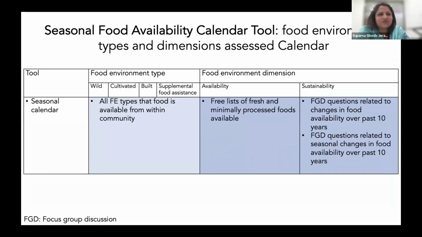It's a kind of repetition where we can see that all food environment types can be assessed using this particular tool. But first, we have to start with a free listing of the fresh and minimally processed food that are available in the community and have a seasonality component. The sustainability part, on the other hand, relates to the changes in the food availability over the past 10 years. So our focus group discussion guide provides all the instructions and all the questions which are critical to be put across during the FGD for administering this tool. Next slide.